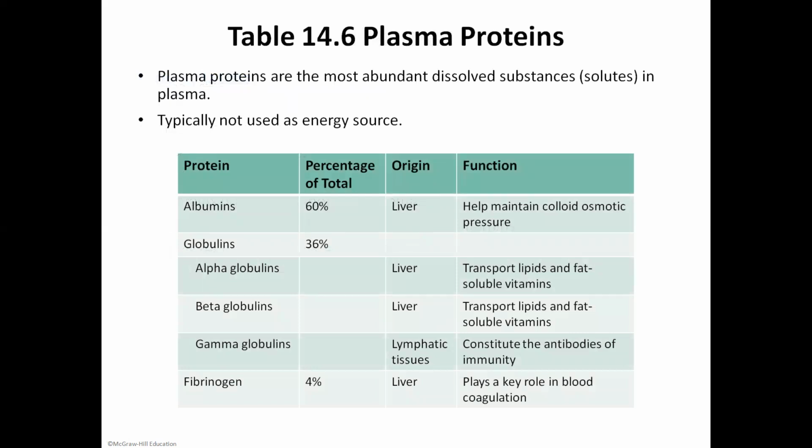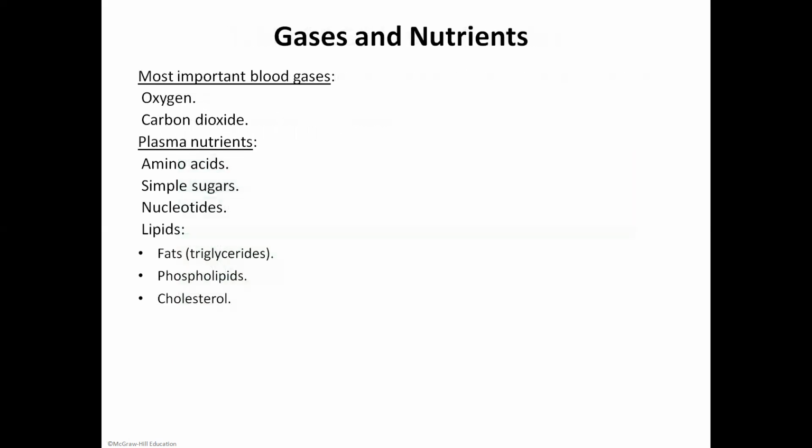All right, so here is a good little table to see the protein aspect. As you can see, the majority of them are albumin, and they help to maintain what we know as COP, colloidal osmotic pressure. They help with salt and water moving back and forth within the cell. Gamma globulins help with the lymphatic aspect, versus alpha and beta, which are useful for the liver and for transporting fats and soluble vitamins. And then finally, fibrinogen plays a role in coagulation, which is helping with blood clotting formation. And here are some gases and nutrients to see as well. Again, the most important gases are oxygen and carbon dioxide.